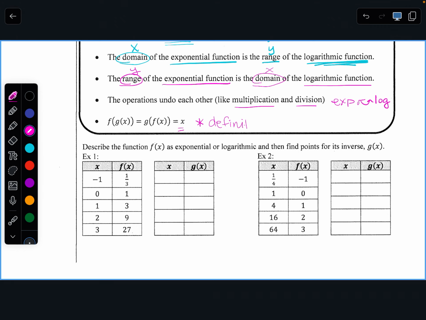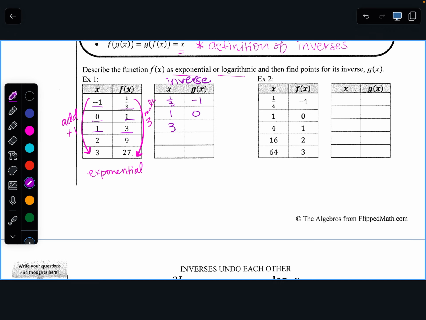remember, we're going to swap the x and the y. So negative 1, 1/3 would look like 1/3 comma negative 1. 0, 1 would look like 1, 0. 1, 3 will look like 3, 1. 2, 9 will look like 9, 2. And 3, 27 will look like 27, 3. We can show that this is also logarithmic because those x values are multiplying and the y values are adding. So we know that this is logarithmic.